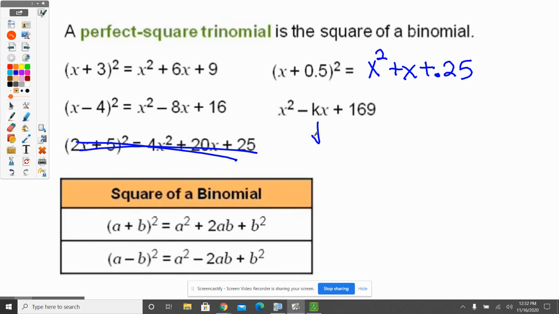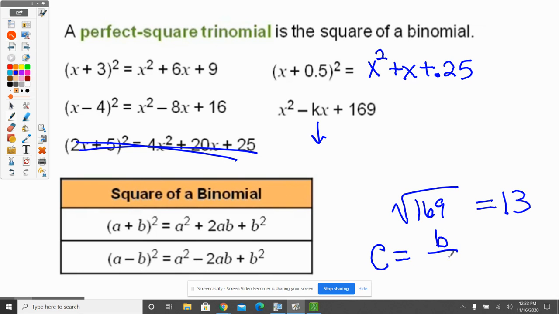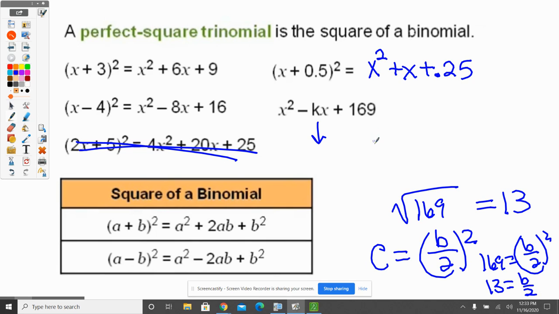So what would be missing here in this k value? And that's tricky because a lot of times kids want to say it's 13 because the square root of 169 is 13. And that is correct. The square root of 169 is 13. But remember, to get from here to there, you had to double it. So if you remember, C was B over 2 squared. C in this case is the 169. So 169 is B over 2 squared. When you square root both sides, you get 13 is B over 2. Actually, that k value was 26, or the negative 26, depending on how you're looking at it, because you have to take half of it and then square it to get the 169.